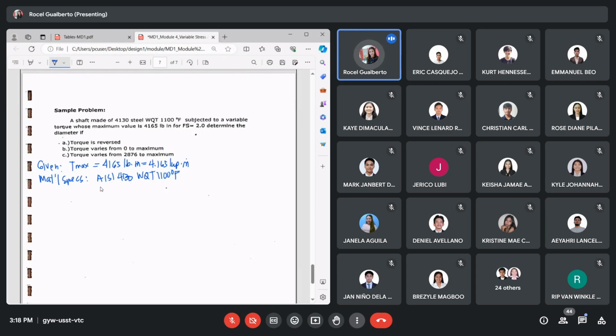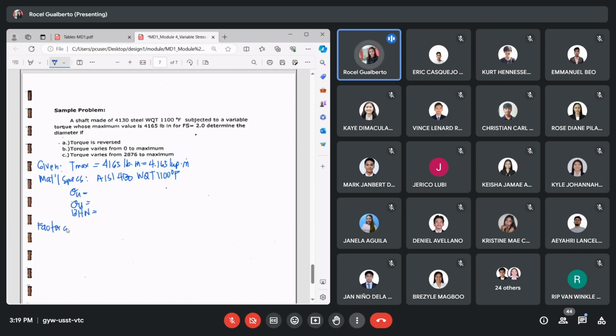From our design tables, you find the value of sigma u, the same with the value of sigma y, and then also include the BHN value. The BHN is used to define the endurance strength, sigma n. So let us get the values of sigma u, sigma y, and BHN. Please look for them in our design tables. Next, we'll have the factor of safety. I'll come back to you later on the values of these three.